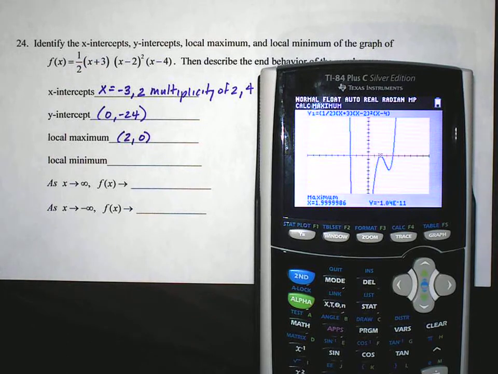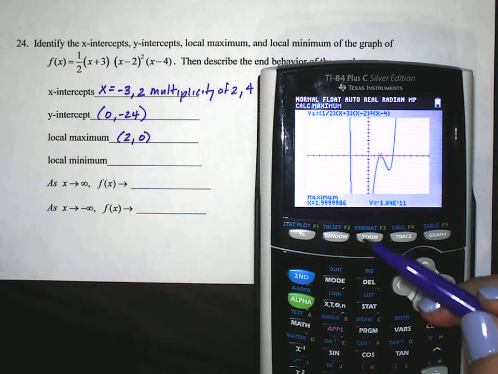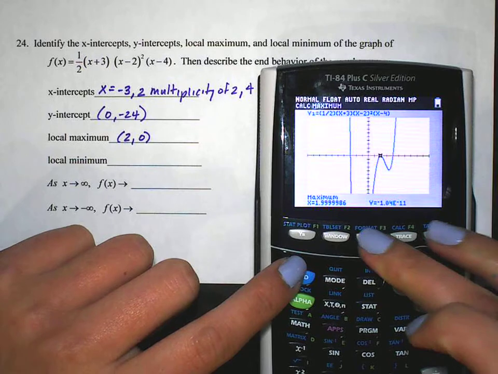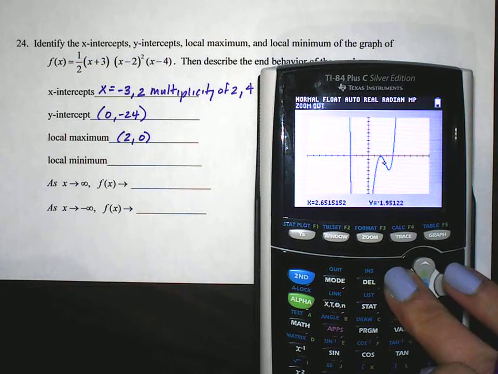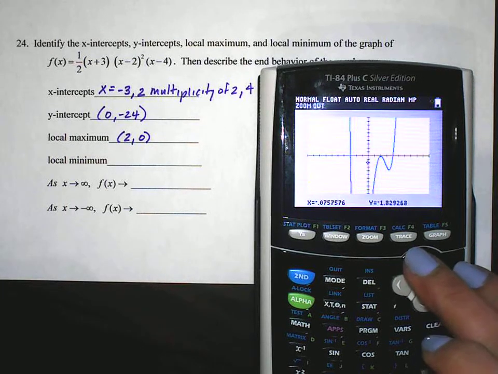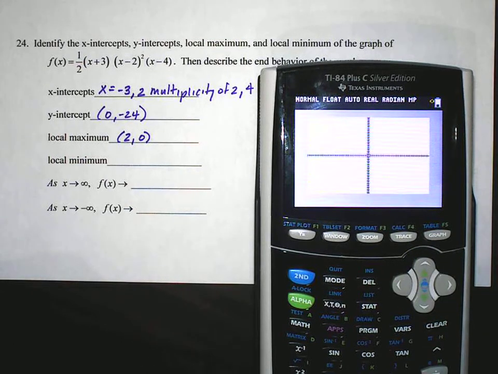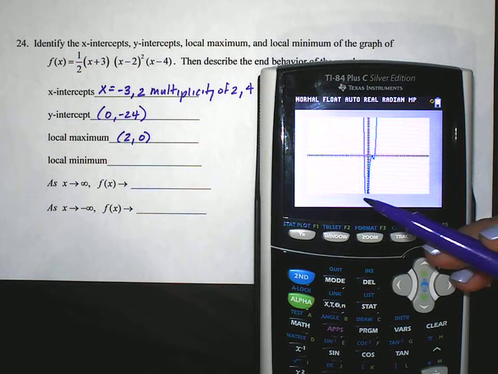All right, local minimum. Remember, local minimums are bottoms of a valley. Okay, so there's one definitely right here, and there's one all the way down here. What we can do is actually zoom out. So hit zoom 3. Okay, and we move this cursor right in the middle so I can see the whole graph. Make sure that I definitely have a minimum down there. Okay, so it definitely goes down and then back up. So there's a minimum down here.